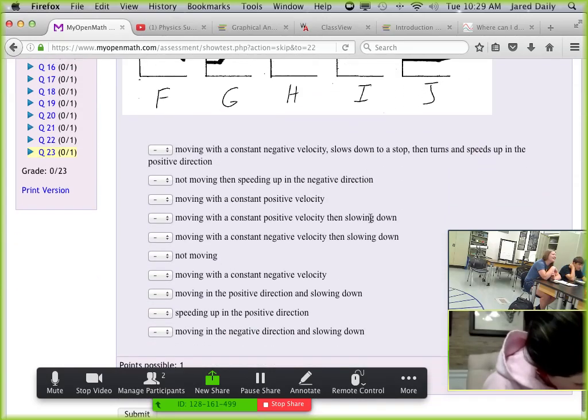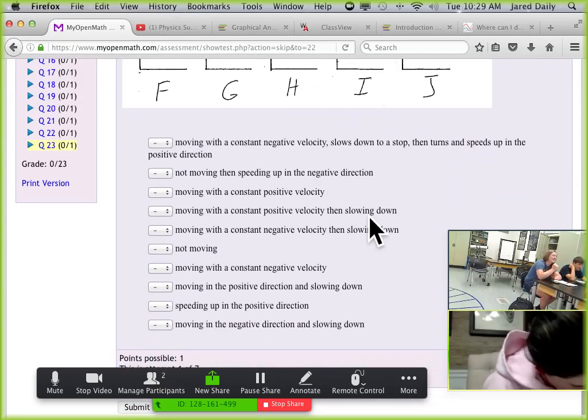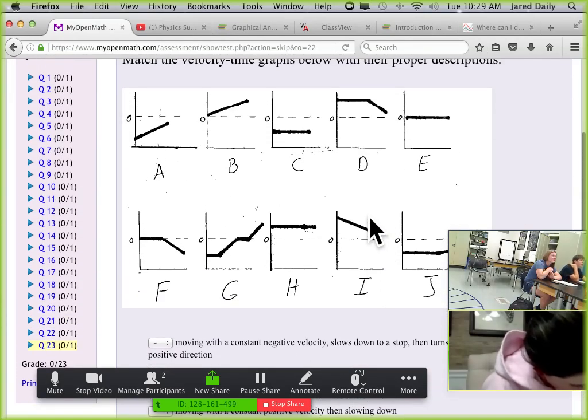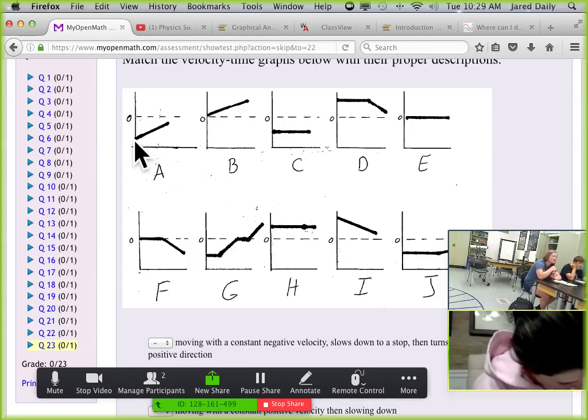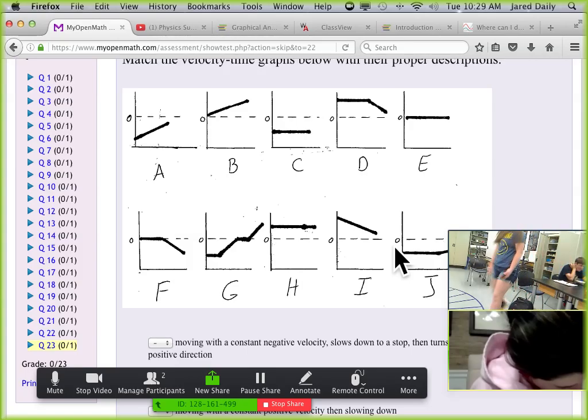I don't know. I think I might have got A and I flipped around. Can you scroll up for a minute? So A is moving in the positive direction and slowing down. Just the opposite, right? A is a negative velocity and slowing down. I is a positive velocity slowing down. Okay, I think that's what I got wrong. I flipped A and I around.